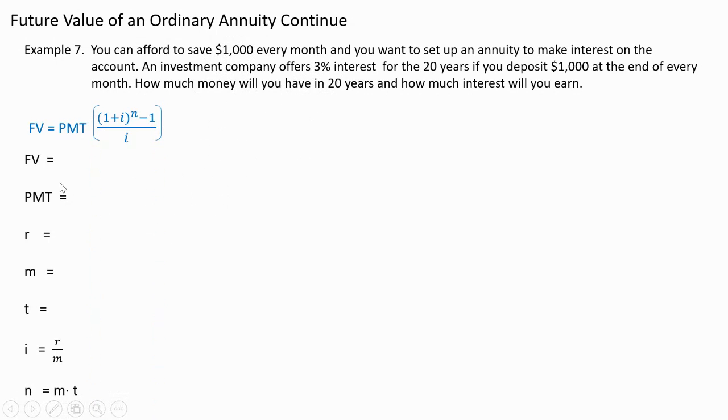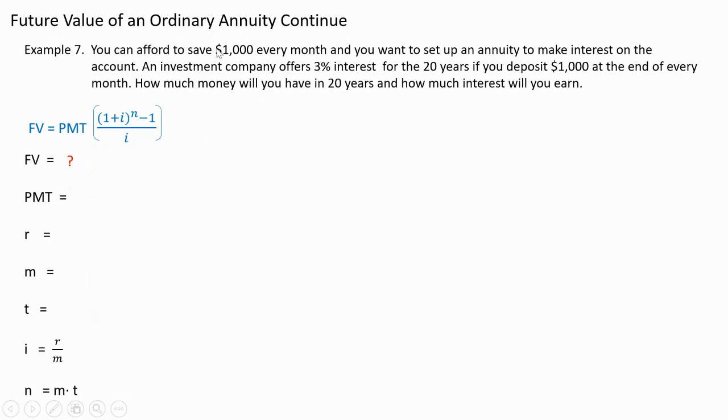Again, this is the formula that I'm going to be using. How much can you afford to save? We're looking for how much money you will have in 20 years. So we're looking for the future value. Okay, let's plug everything in.